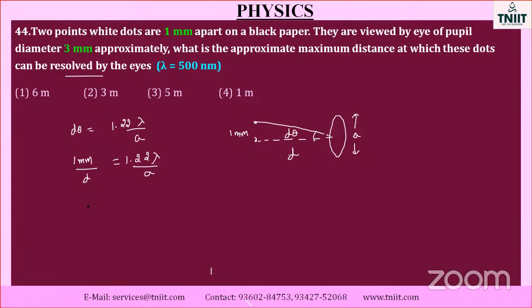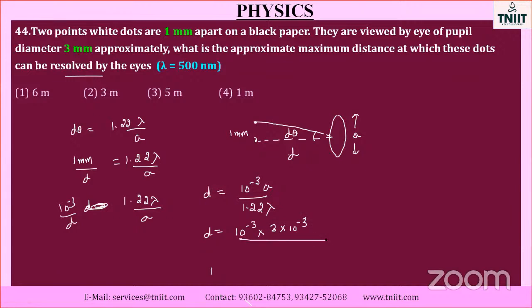Now they're asking you to find small d. So it is 1.22 lambda divided by A. This I'll take as 10 power minus 3 by d. On cross multiplication, d will be 10 power minus 3 a divided by 1.22 lambda. So d equals 10 power minus 3 into, what is the value of a? A value is how much they have given. Pupil diameter is 3 mm, so 3 into 10 power minus 3.